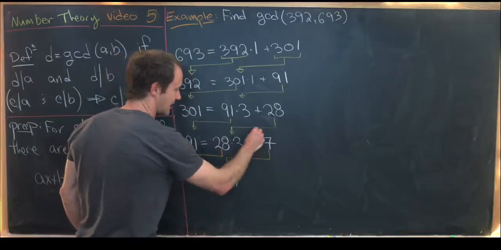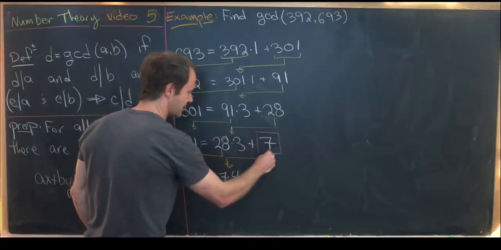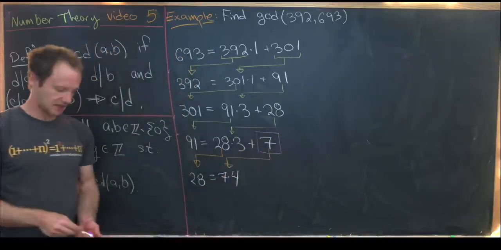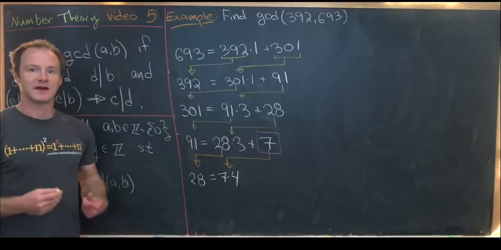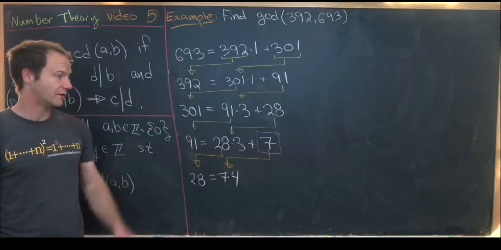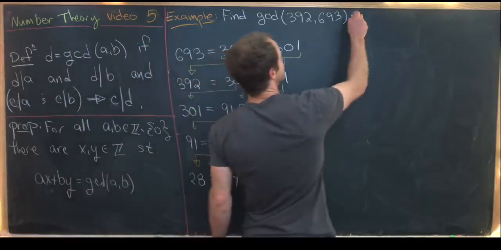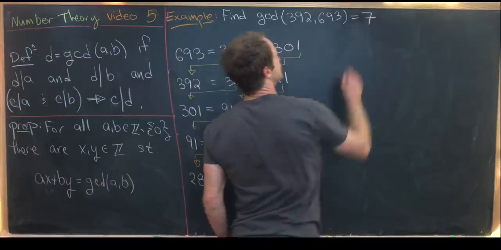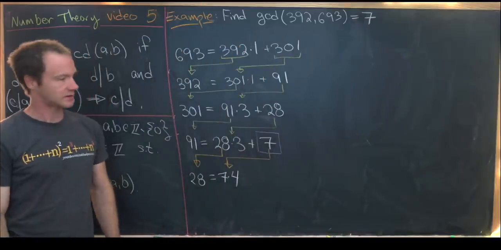So that means we have this number right here, 7, as our last non-zero remainder. And by the proof of the Euclidean algorithm, we know that that is the GCD. So we have the GCD of these two numbers is equal to 7.